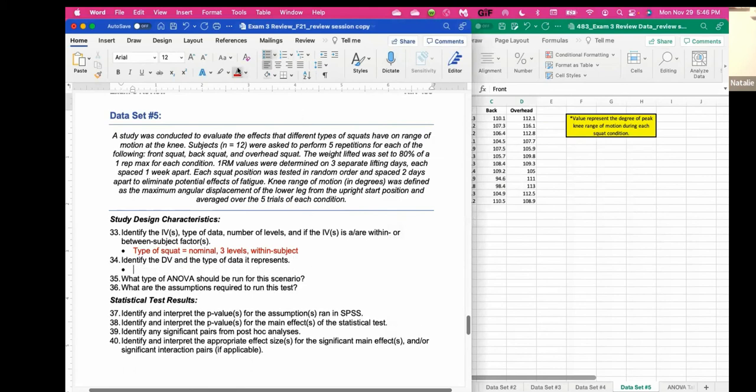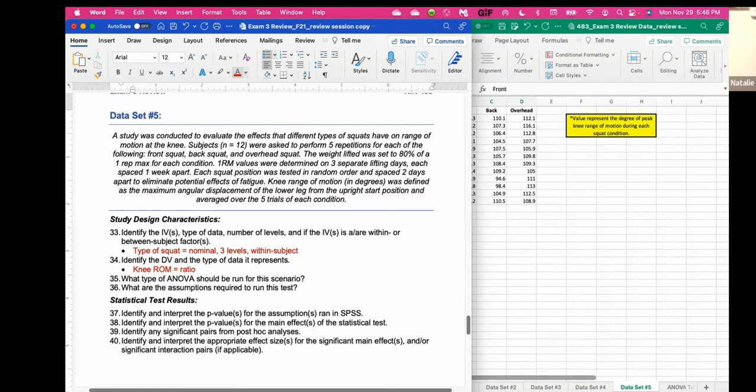Our dependent variable was knee range of motion. This one I would say is ratio because generally speaking, in normal people, the knee only goes through like 180 degrees, if that, right? Sometimes a little bit more if someone has hyperextension, but your value shouldn't be both positive and negative. So in that respect, it'd be ratio.